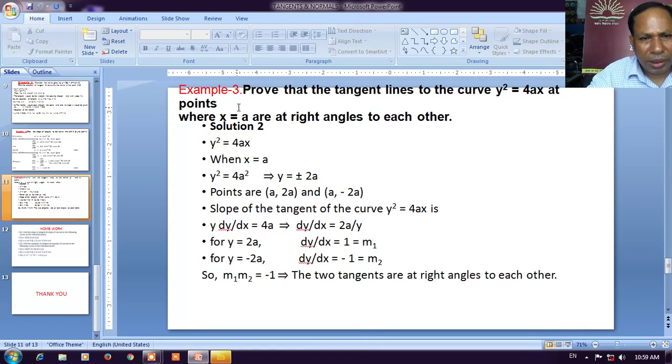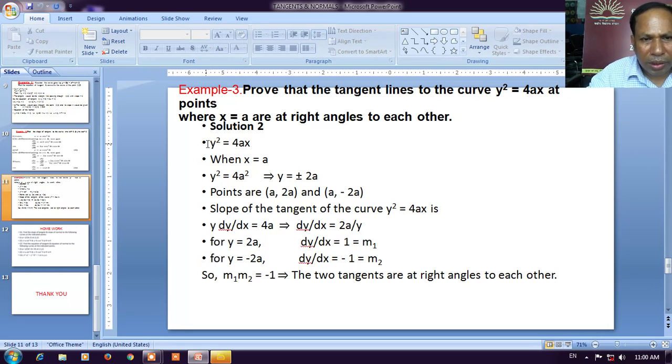Now one more example, example 3. Prove that the tangent lines to the curve y square is equal to 4ax at points x is equal to a are at right angles to each other. So we are given only the x coordinate of the point which is equal to a. We have to find the angle between the tangents at this point x is equal to a to the curve y square is equal to 4ax.